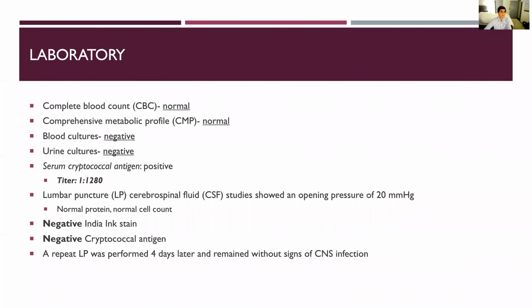Initially, the patient had been started on broad-spectrum antibiotic therapy for treatment of his skin infection. However, our patient failed to respond to therapy, and so a broad workup was performed. The patient's CBC and CMP both returned within normal limits. Blood and urine cultures were also both negative. During this workup, the serum cryptococcal antigen was positive with a titer of 1 to 1,280.